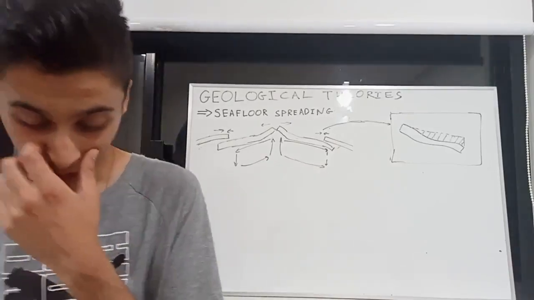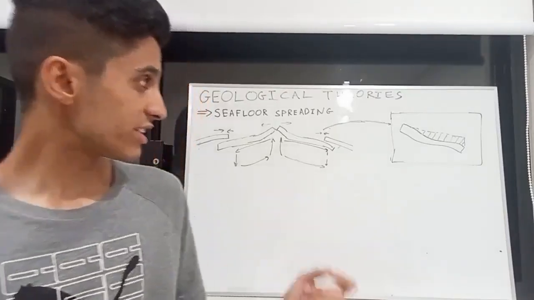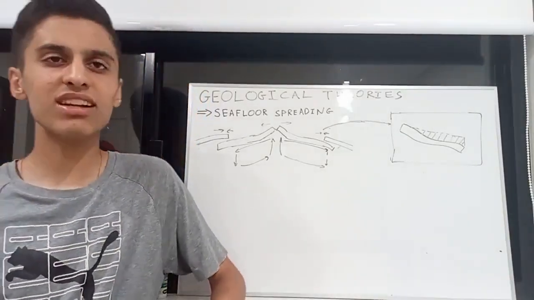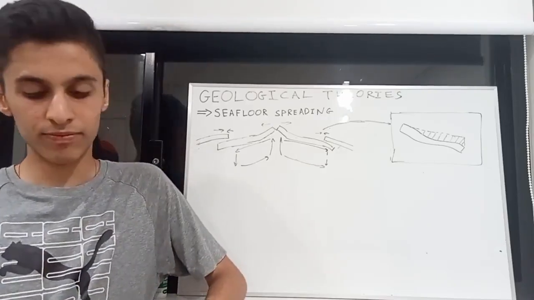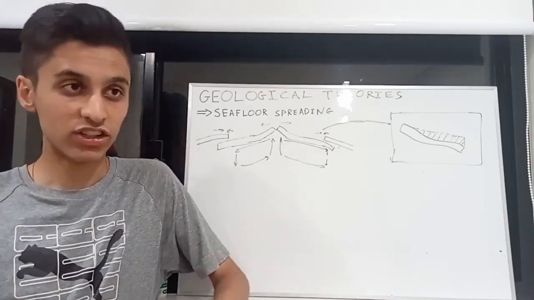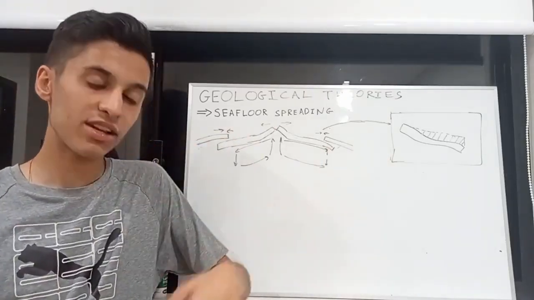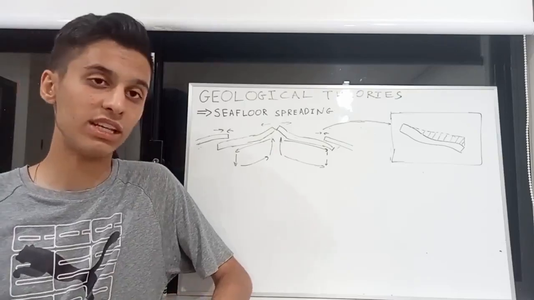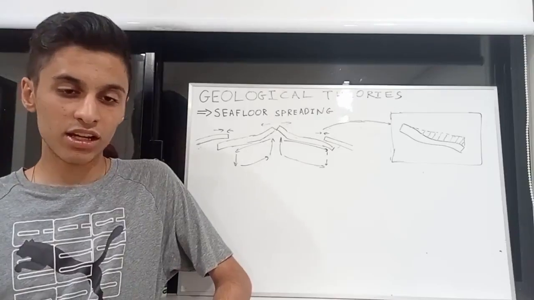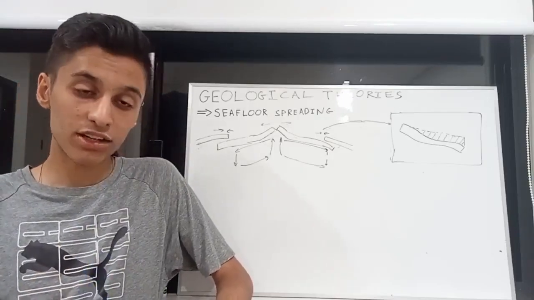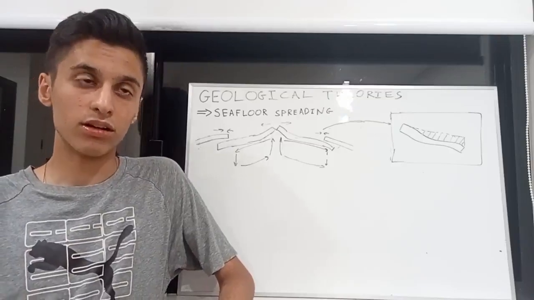Alright, so now that we've looked at continental drift and convection currents, let's look at seafloor spreading. Basically, seafloor spreading is just a remodeling of the convection current theory, but it's applied to a specific point where we're only talking about the sea and the sea floor.